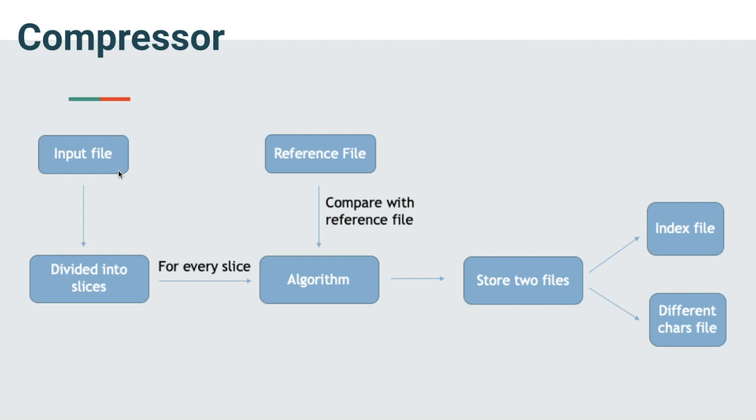As we mentioned before, we use a compressor to store our files. The main step of our compressor is to split a file into many parts and compare each part with the reference file separately. We regard the first file stored in the Locker as a reference file. For each slice, we are going to store 2 files. One is a different part of the text, which we call the different char file later, and the other one is the index file.